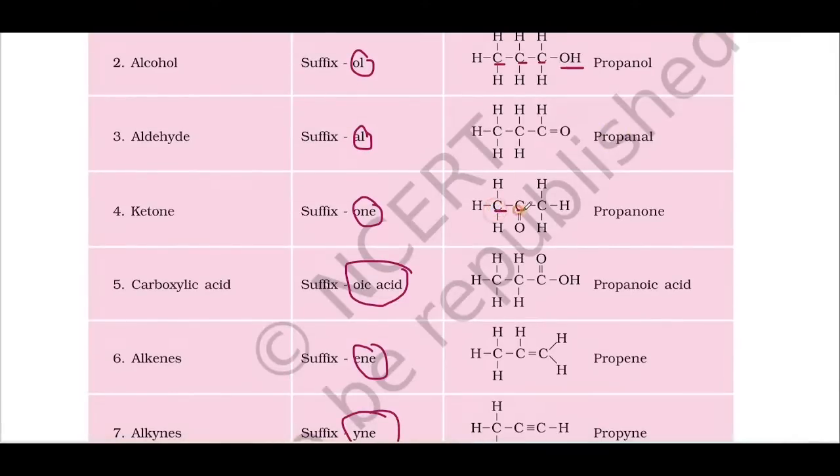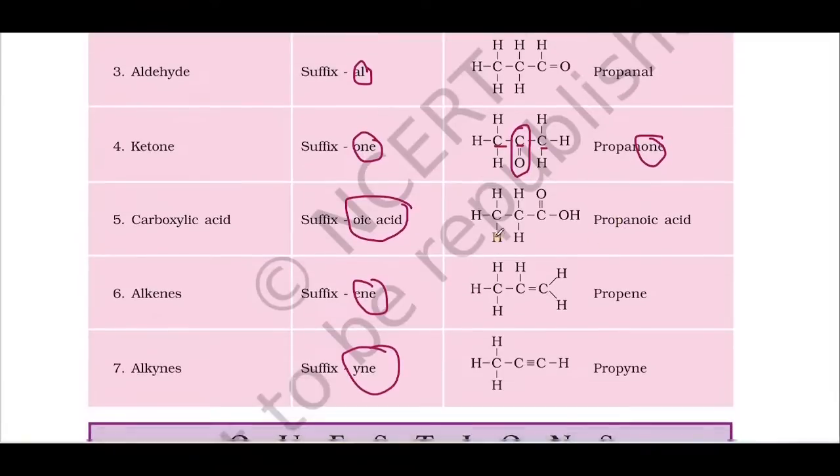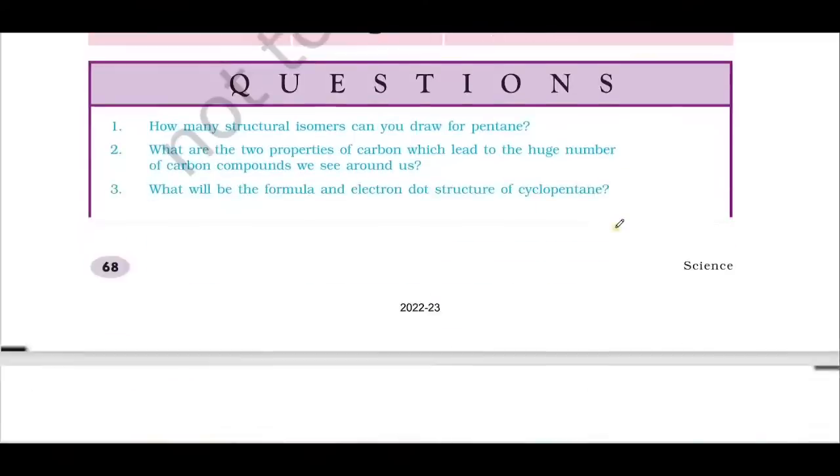See, the number of carbon atoms here is 3, that is prop. What is the functional group? Here it is ketone, that means propanone. The suffix is -one. How many carbon atoms are here? 3 carbon atoms. And what is the functional group here? Carboxylic acid, that means -oic acid.